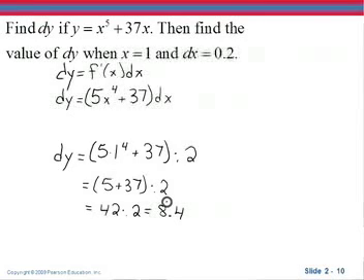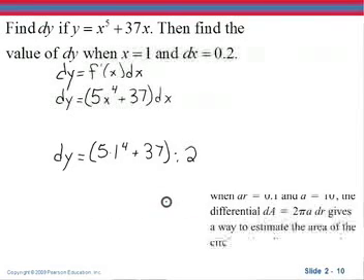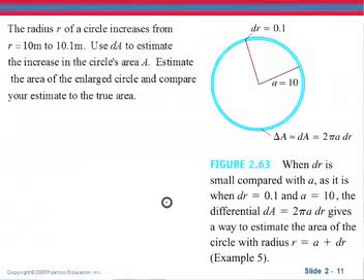Now let's look at an application so that we can understand a little bit better what these differentials mean. The radius r of a circle increases from radius equals 10 meters to 10.1 meters. Use dA to estimate the increase in this circle's area A. Estimate the area of the enlarged circle and compare your estimate to the true area.